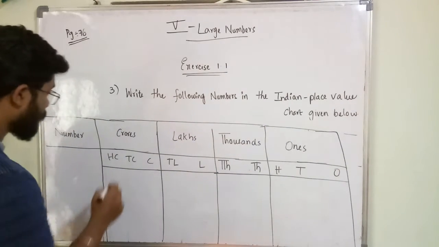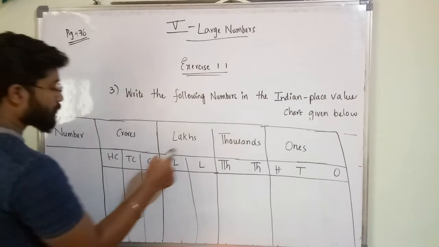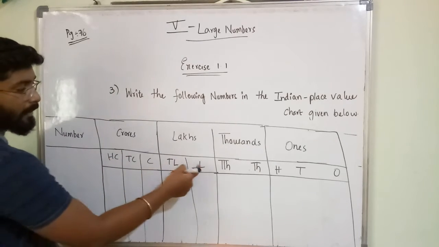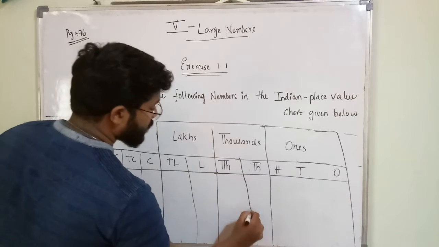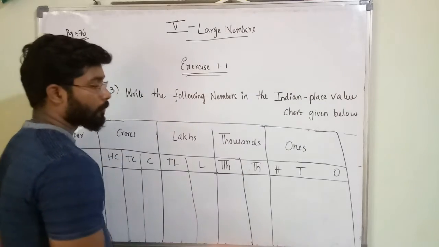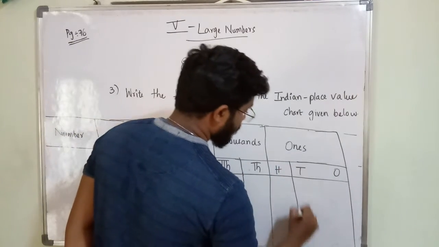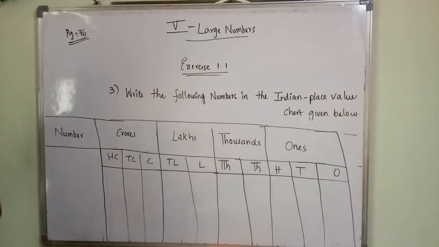Okay, so in lakhs place you are having two place values. In thousands place you are having two place values in Indian system. Okay, here you are having two place values, here you are having three place values. Okay, in crores you are having three place values.